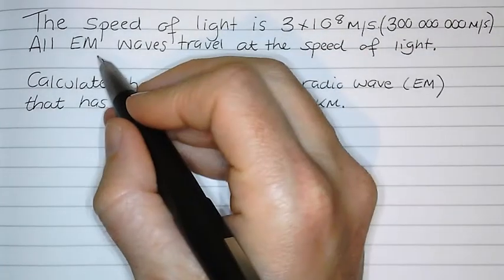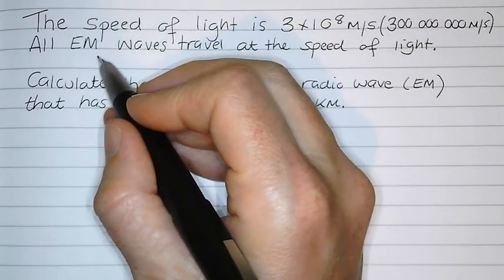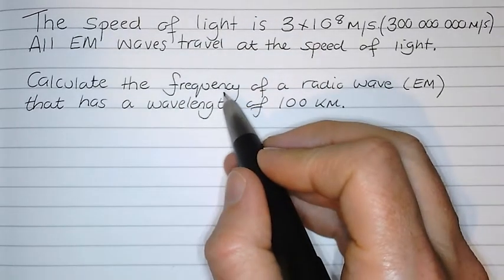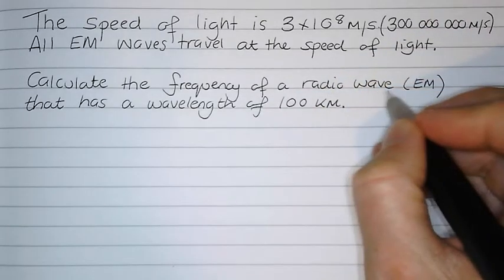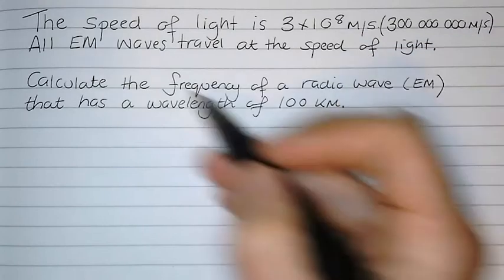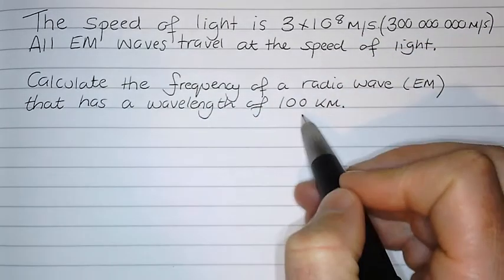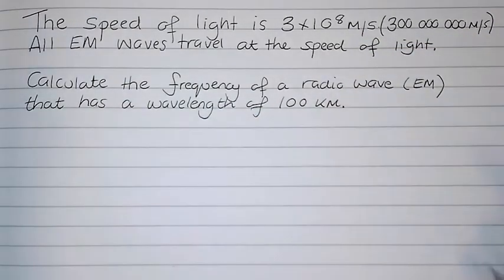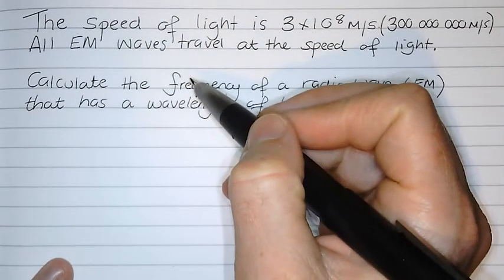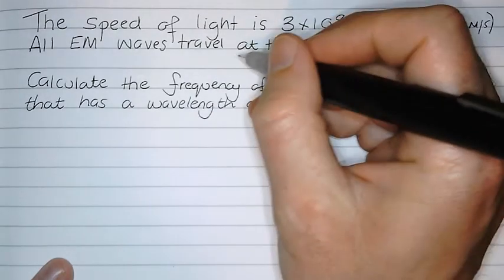We'll do more about EM waves later. They're the electromagnetic ones. And calculate the frequency, number of waves per second, of a radio wave. A radio wave is electromagnetic, so this will be its speed. That has a wavelength of 100 kilometers. So now that we've read it and we've thought about, if we linked things, let's extract the values.